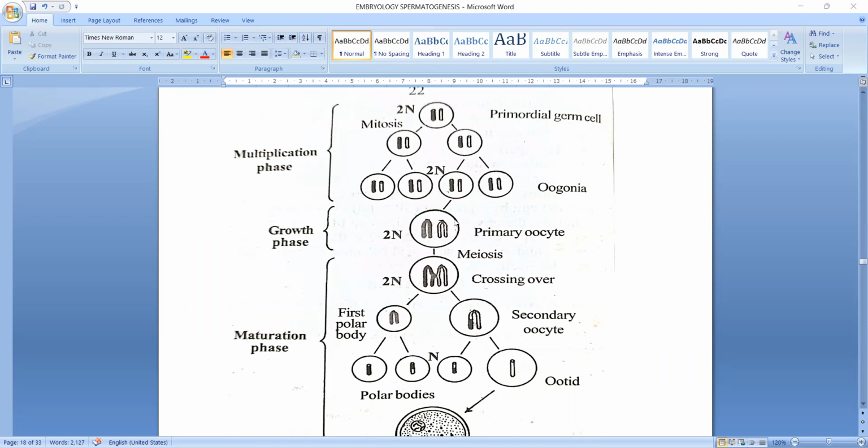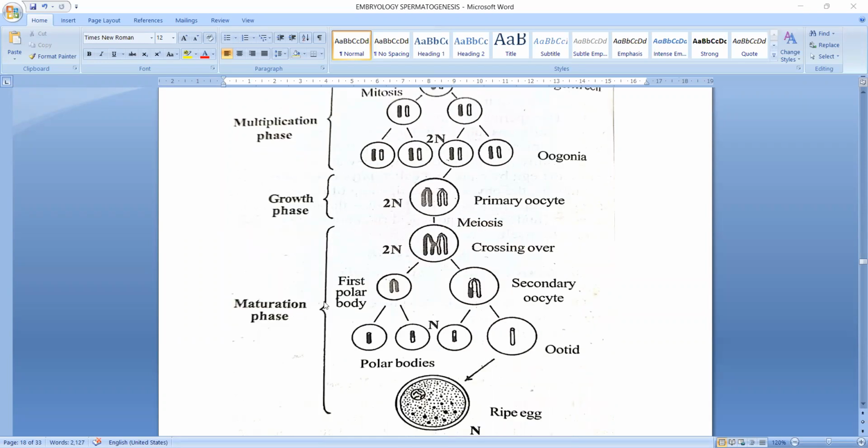By absorbing the yolk substances and also by producing more proteins, mRNA and other nuclear material, then this primary oocyte undergoes meiosis to produce one smaller polar body, the first polar body, and a secondary oocyte.